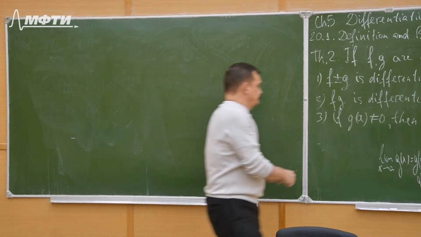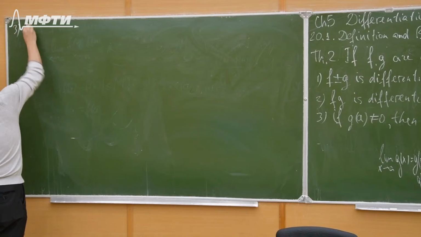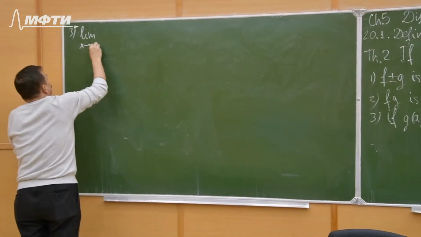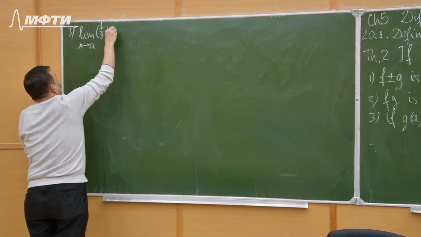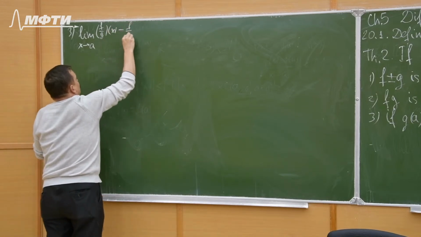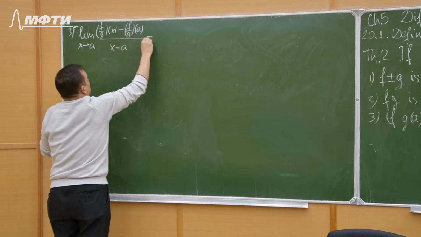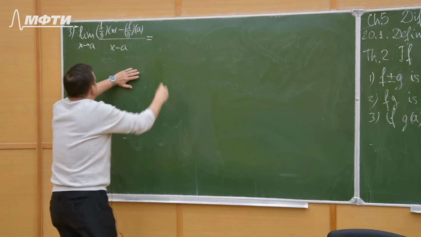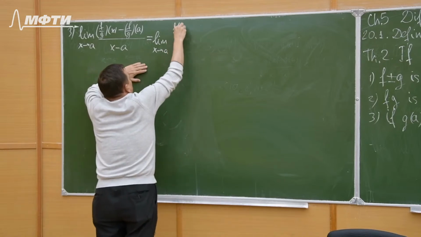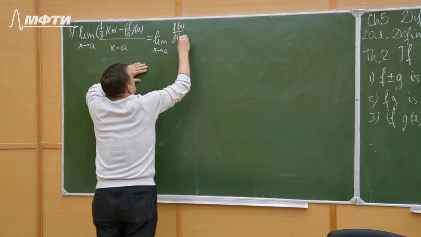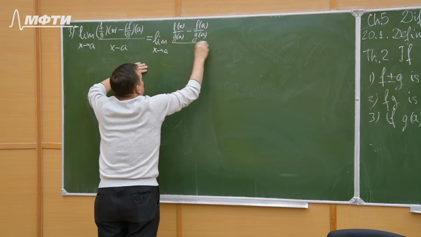Okay, so we should consider here the limit as x tends to a of f over g of x minus f over g at a, over x minus a. That is by the definition f of x over g of x minus f of a over g of a, over x minus a.